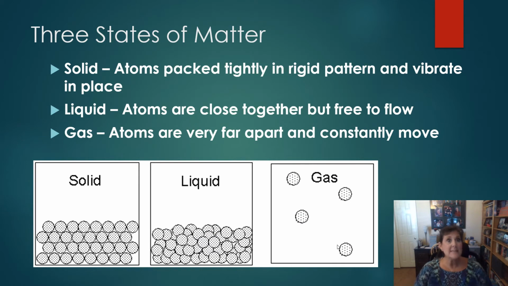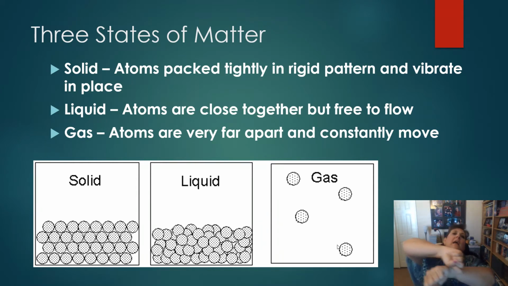In the solid state, the atoms are packed close together, touching, so they're very tight. They're in a rigid pattern and very organized, and they do vibrate in place. So some people think solid atoms don't move. That's not true. They do move. They just move in place. They vibrate in place.